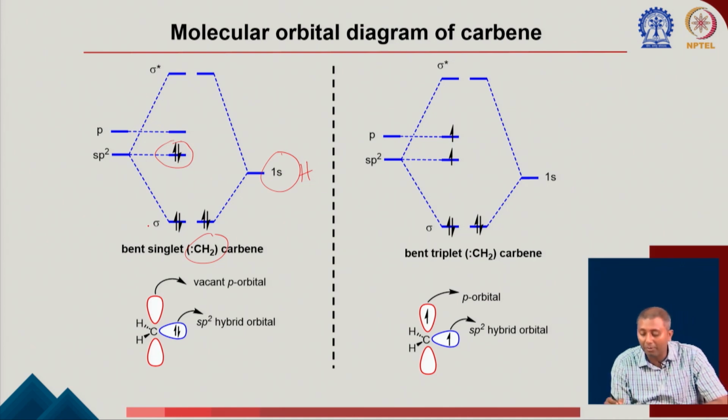Very similarly, if you come to the triplet carbene, the only difference you can see is that you have 1 electron in the p orbital. In the case of singlet it was empty, but in the case of triplet you have a single electron there. So you have 1 electron in the sp2 and 1 in the p orbital.